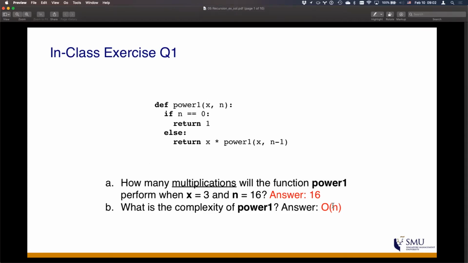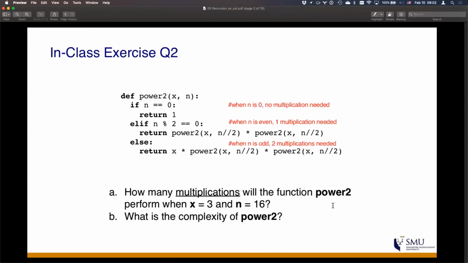Okay, so I think the first part is okay. What is not okay, I think, is the second part, right? So now we have this power 2 implementation. The original idea is that we want to slice the value of n into 2 pieces, right? By dividing n by 2.